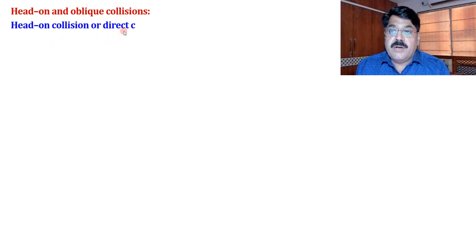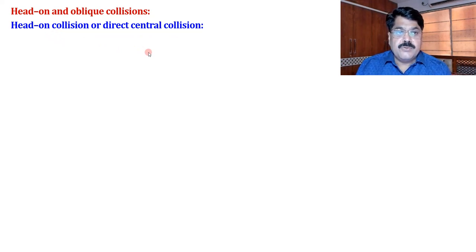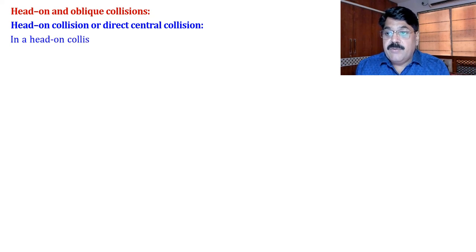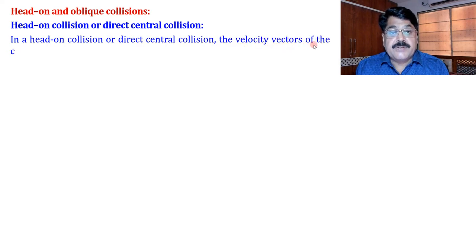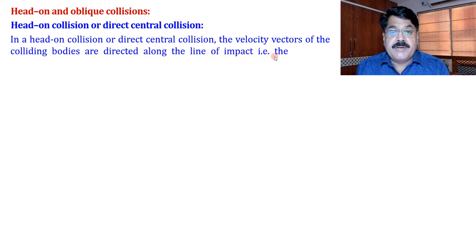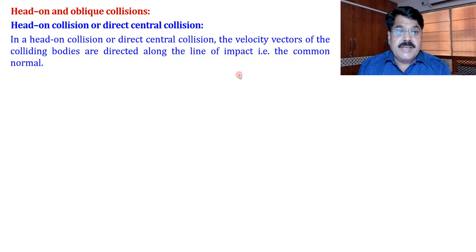Head-on collision or direct central collision. Actually, direct central collision is another name for head-on collision, but it is very rarely used. So I have mentioned this name here so that whenever you find this term, you identify it as a head-on collision. In a head-on collision or a direct central collision, the velocity vectors of the colliding bodies are directed along the line of impact, that is the common normal. So as I have said, in head-on collision, the velocity vectors of both the colliding bodies must lie along the common normal.